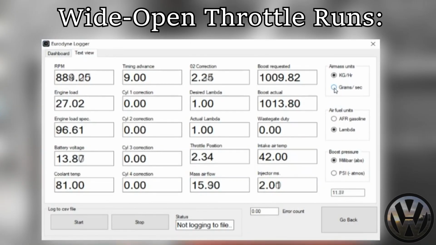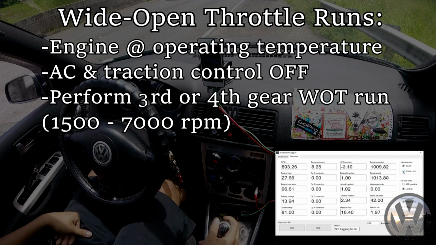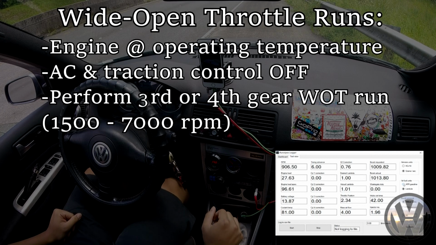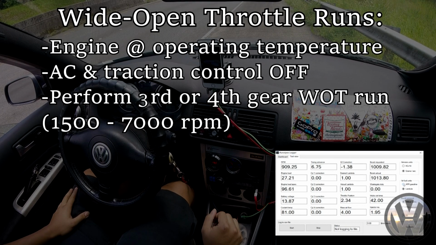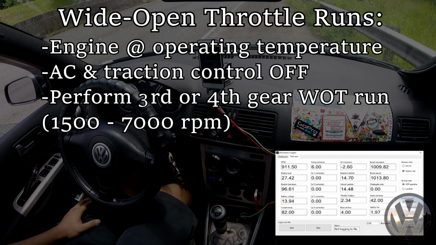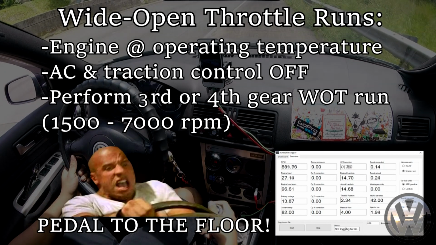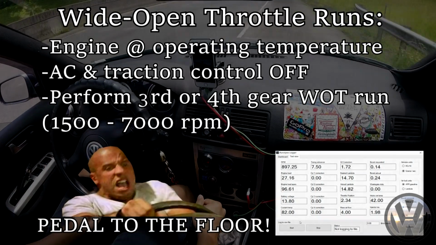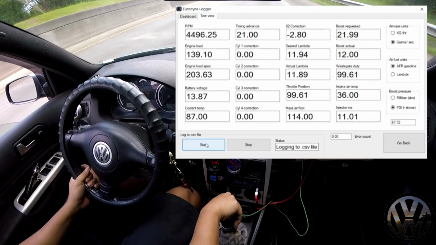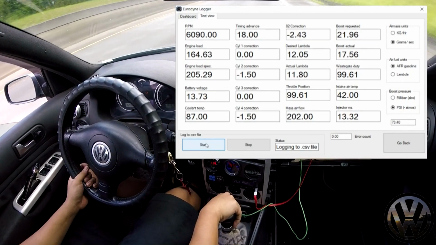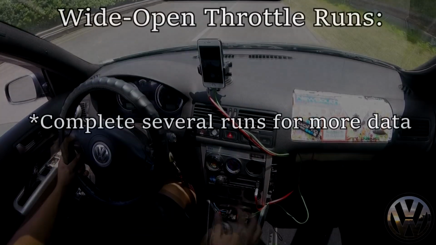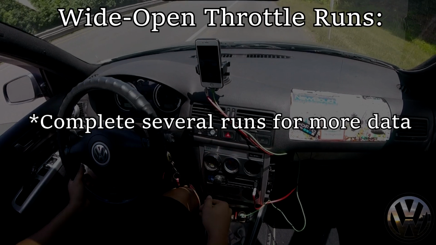Just like in phase 1, we will be working with Eurodyne Logger. Make sure your car is up to operating temperature, turn off your air conditioning and traction control. Once you got that all set, you're going to want to perform a 3rd or 4th gear wide open throttle log between 1500 to 7000 RPM. All you got to do is get into 3rd or 4th gear and mash that pedal and hold it there until you reach 7000 RPM. You can do multiple wide open throttle runs to gather as much data as possible.